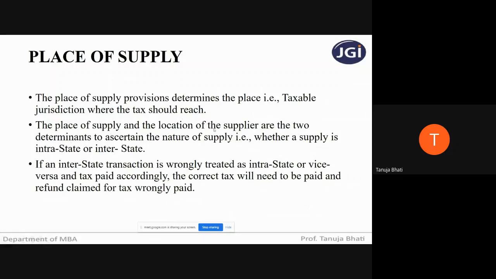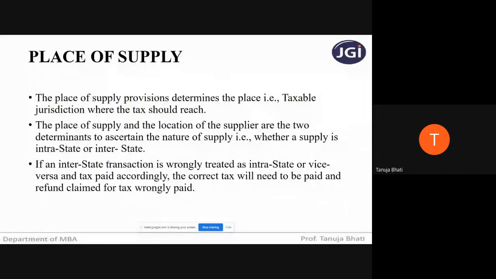Now, the place of supply and the location of the supplier are two important determinants to ascertain the nature of supply, that is whether a supply is intrastate or interstate. So once we know the place of supply, and once we know the location of the supplier, we will come to know whether it is an interstate transaction or intrastate transaction, because GST is a destination based tax.